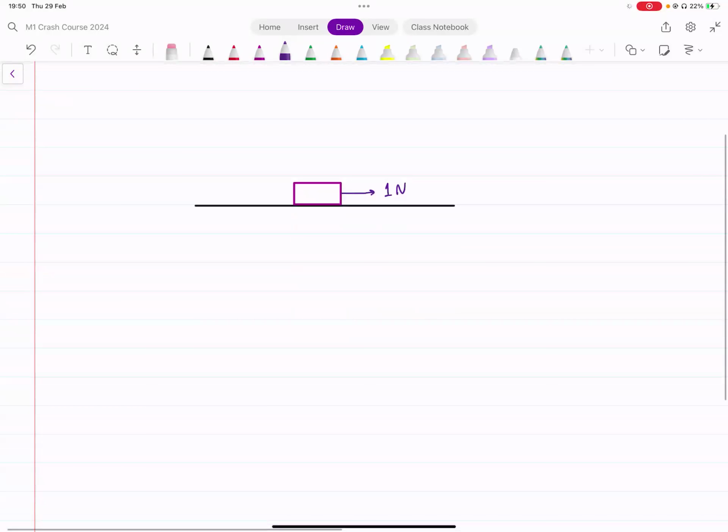Now let's assume this block has a weight of 500 Newton. So we are accustomed to thinking of this in kilograms. So 500 Newton is approximately equal to 50 kilograms. Okay, so you can think of something that has a mass of 50 kilograms placed on a surface. And what you're doing is you're applying a force towards the right side of 1 Newton. That's an equivalent of 0.1 kg.